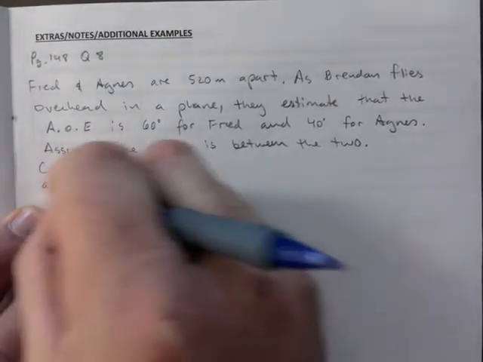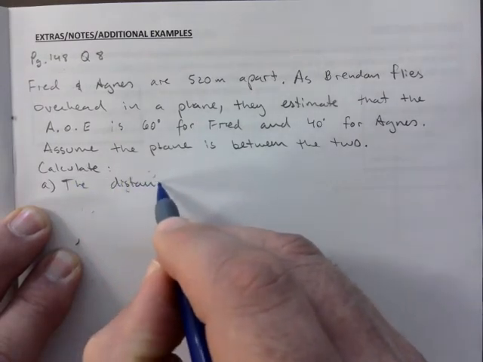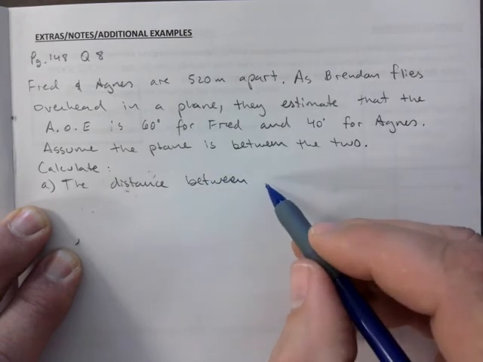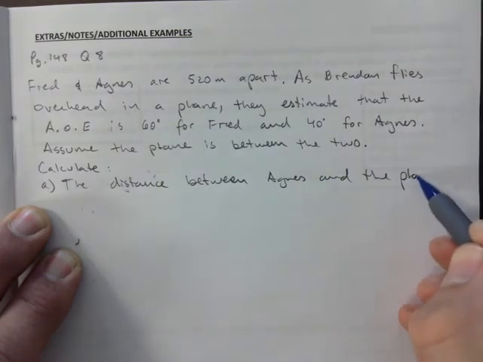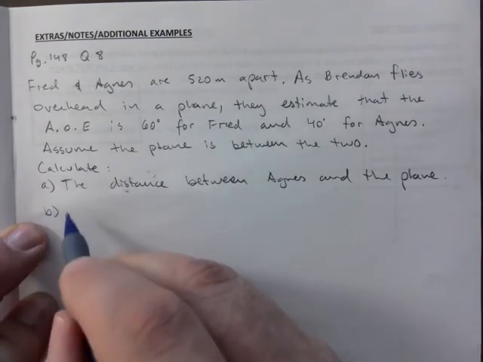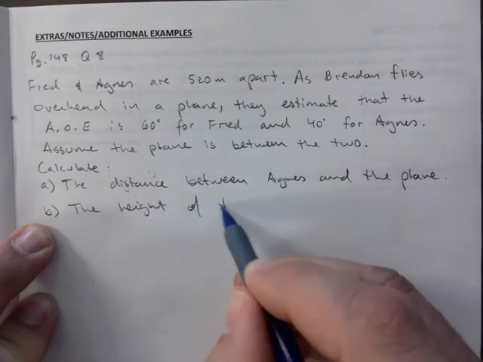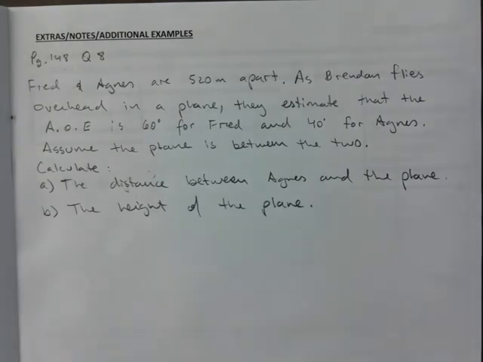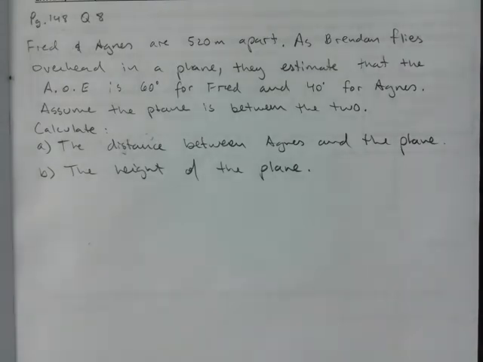So we'll first do A, the distance between Agnes and the plane, and then B, the height of the plane. Technically, I could have jumped straight to the height of the plane, but I'm going to guide you through it a little bit with A. Make a diagram. That's where you come in right now. Just read it and see.